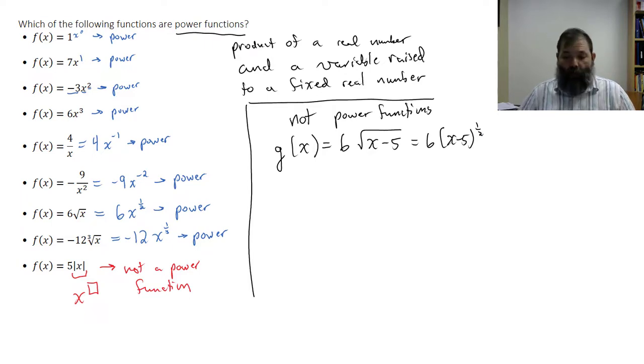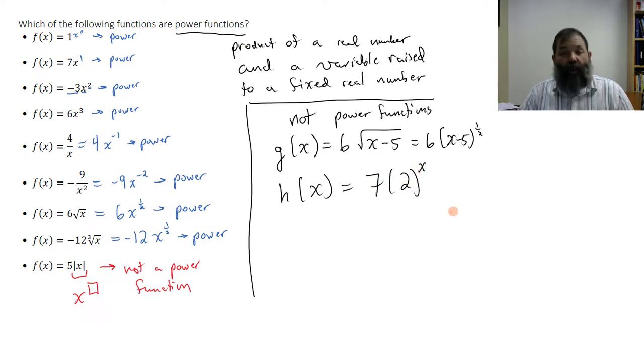Another example that is not a power function is what we'll usually learn about later on in your course of study, exponential functions. So if I had a function like 7 times 2 to the x power, this is an exponential function. It is not a power function because we need a variable raised to a fixed real number. Here I have a fixed number, 2, raised to a variable. That's not a power function. We'll call that an exponential function.